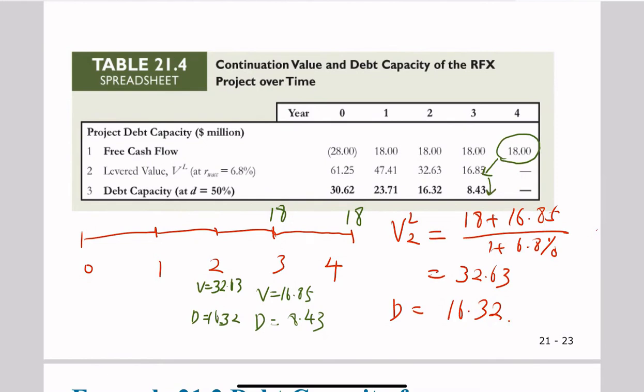And then you will discount the third year numbers, that is the free cash flow and the value in the third year, and go back one period. This gives you the second year's levered value, and 50% of that will give you the debt you need. And you will continue to do so, using the two numbers from the second year, discounted with the 6.8% discount rate, you get this number. And again, you have this number. Then you will discount these two numbers in the first year and go back one period. You will have the initial value, which is 61.25. And 50% of that gives you the debt capacity, right? So it's pretty easy once you understand it.